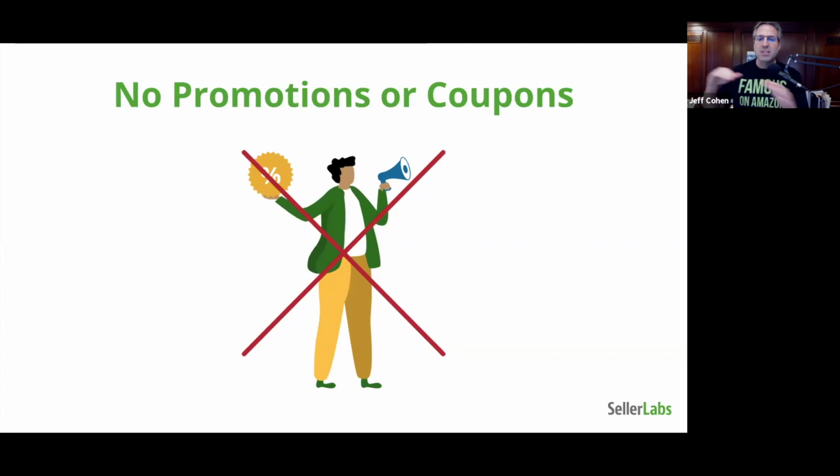There is no black and white, and the easiest way to explain it to sellers is to say that communication should be about the product that somebody bought. So a promotion or a coupon is trying to get them to buy an additional product. That is not the intent of what buyer-seller messaging should be used for.